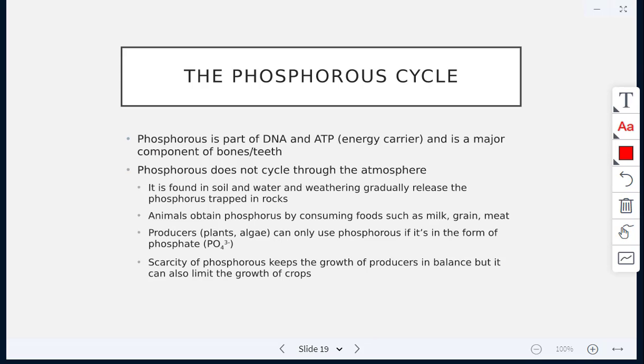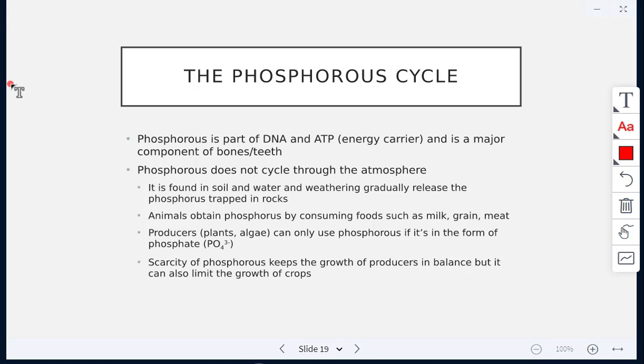So pause here. All right, so next we are talking about the phosphorus cycle. So phosphorus, again, it's part of the DNA. It's also important in ATP because it's an energy carrier, and it's a major component of bones and teeth. But phosphorus doesn't recycle through the atmosphere like we saw previously with nitrogen, carbon dioxide, and oxygen.